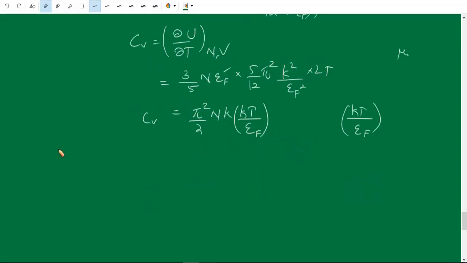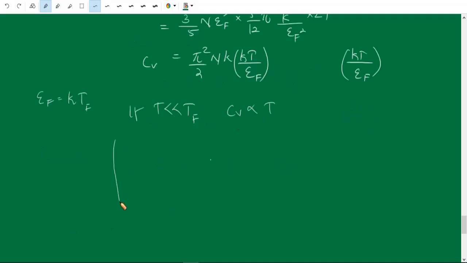Okay, the Fermi energy EF can be expressed as k times TF, where TF is the Fermi temperature. So if the temperature of the Fermi system is very much less than TF, that means this kT is very much less than EF. So then only we can use this expression. Otherwise, higher order terms will come into the expressions of CV, internal energy, and pressure. So if temperature is very much less than Fermi temperature, then the specific heat of the Fermi gas is directly proportional to the temperature.